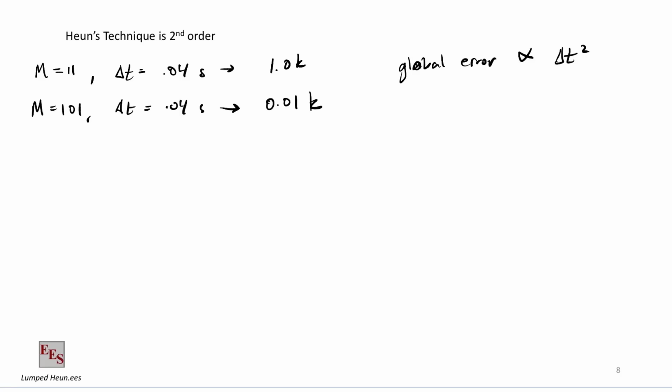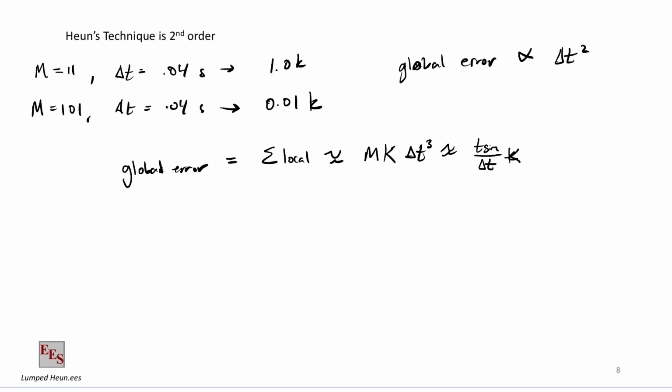Just one minor point here. Let's actually do the global error calculation. Global error is approximately equal to the sum of the local errors, which for this is going to be m times k, and k is our evaluation of the derivatives, times delta t cubed. That's our local error, so that's implying we're taking the first and second terms in the expansion now, effectively, and throwing away everything else. And this is the same thing as t sim over delta t times our k times delta t cubed, which is proportional to delta t squared. So that's how that works.